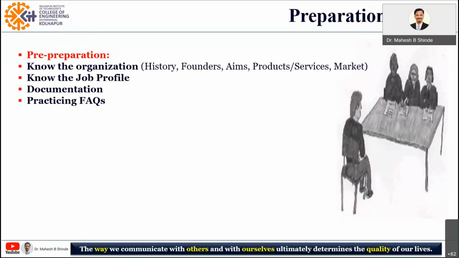For that reason, before appearing for an interview, you have to be choosy there. You have to decide whether you want to appear for this or the next one. And that is why it is very essential to know about the organization.